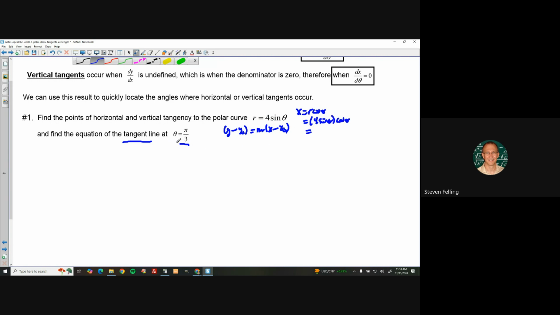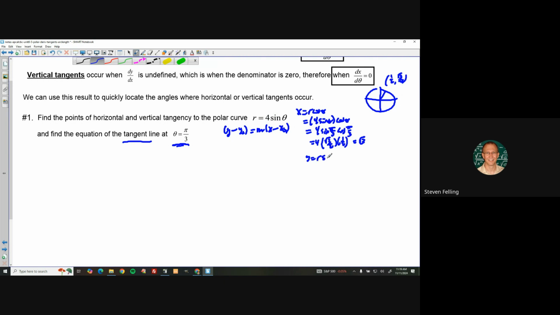And since I'm doing this at theta is pi over 3, this would be 4 times the sine of pi over 3 times the cosine of pi over 3. So on a unit circle, pi over 3 is here. And that means we have the x-coordinate is 1/2 and the y-coordinate is square root of 3 over 2. So this is going to be 4 times the sine, square root of 3 over 2, times the cosine, 1/2. 2 times 2 is 4, which will cancel that 4, and we get square root of 3 for the x.